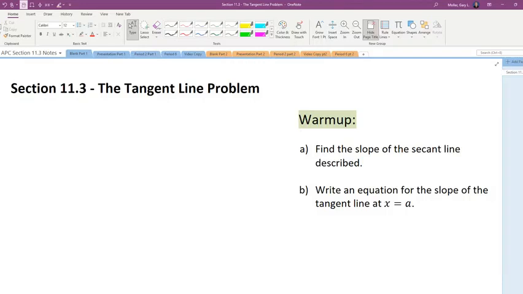All right, in this video, we're going to be talking about section 11.3, which we're going to break into two parts. In this first part, we're going to be focusing on this concept of a tangent line to a curve. So let me set the scenario for you.